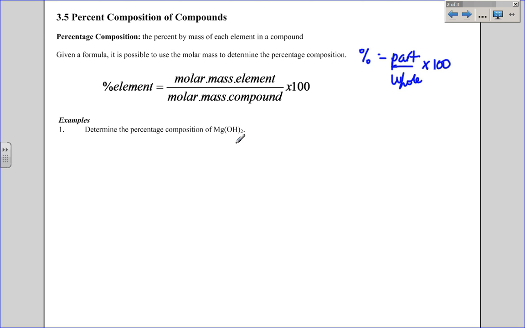We'll do an example where we determine the percentage composition of magnesium hydroxide. So it's important to note here, when you're asked for percentage composition, that you're being asked for the percent of each element in that compound. So we need to know the percent of magnesium, the percent of oxygen, and the percent of hydrogen. And any sample of magnesium hydroxide is expected to have this same percentage composition.